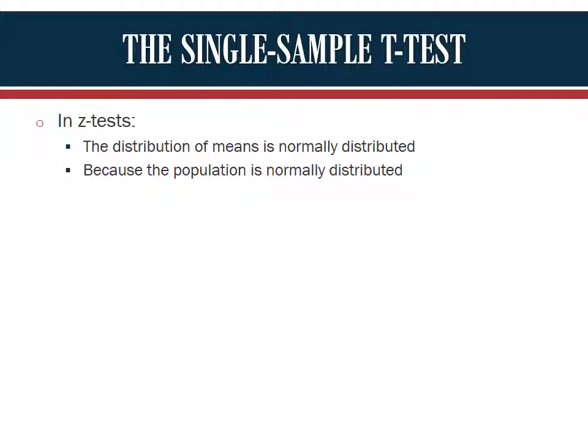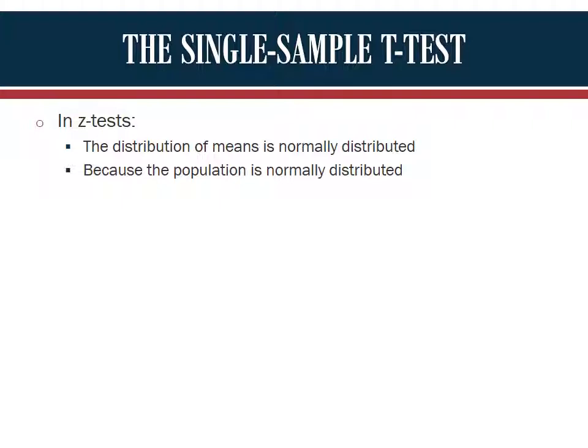Now in the z-test, what we spent the last couple weeks talking about, we talked about how the distribution of means, which is our comparison distribution for the z-test, is normally distributed. It's always normally distributed because the population is normally distributed. We know this because of the central limit theorem. The population itself is normally distributed and most variables are normally distributed, so the central limit theorem tells us that the distribution of means is also normally distributed, and therefore our comparison distribution is normally distributed.